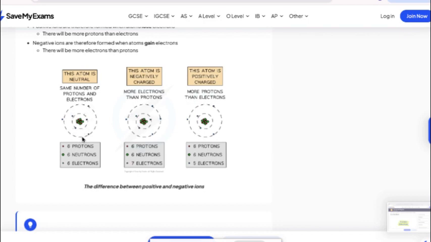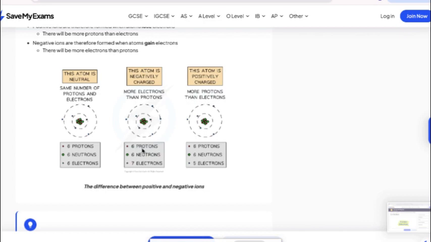For example, let's take a look at this carbon atom. You can see that the number of protons is 6, the number of neutrons is 6, and the number of electrons is 6. So this atom is neutral. Now this atom is negatively charged. Why? Because it has more electrons. It has gained one electron, so the number of electrons is now more than the number of protons.